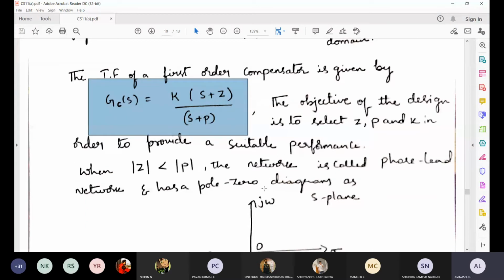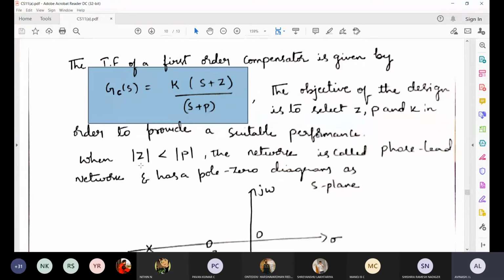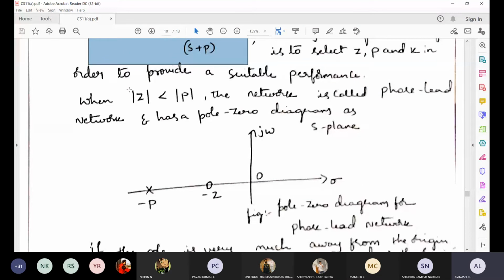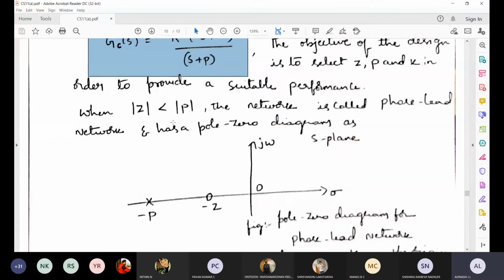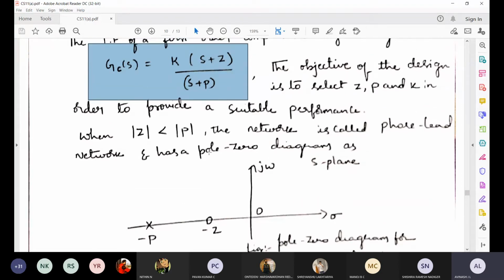In this choosing, there are some conditions. When the modulus of Z is less than the modulus of P, that means the value of Z is less than the value of P, the network is called a phase lead network. In order to achieve phase lead, the modulus of Z should be less than the modulus of P; then only phase lead will happen. If Z is greater than P, phase lead is not going to happen.